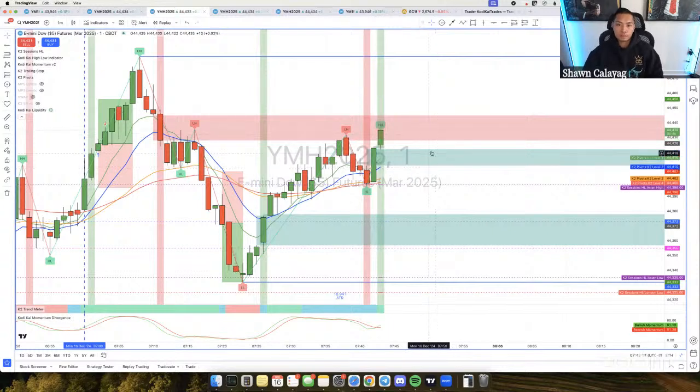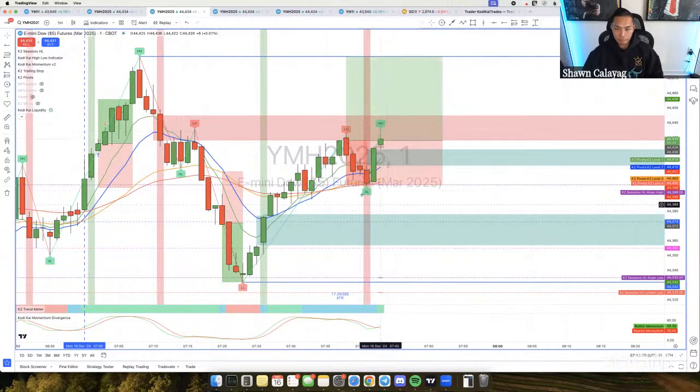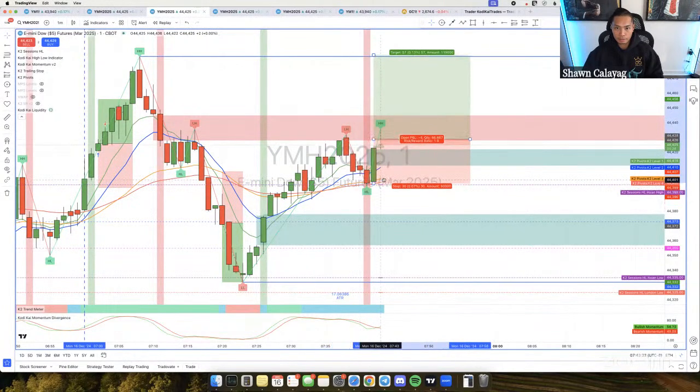All right, so that entry that I marked up earlier, I think it's still running. Or no, it looks like it might have hit stop loss at some point. So it looks like it barely triggered the stop loss right there, and now it's going to be running again, looks like.